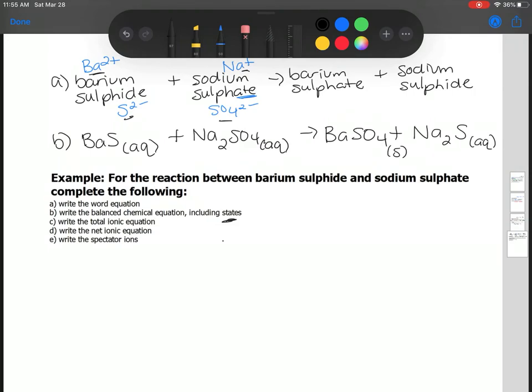Okay, so now we have our equation. It has states, but it does need to be balanced. So check it out. Oh, it is balanced, so we're good with that as well. Okay, so now the total ionic equation. So again, we're going to write out all aqueous.